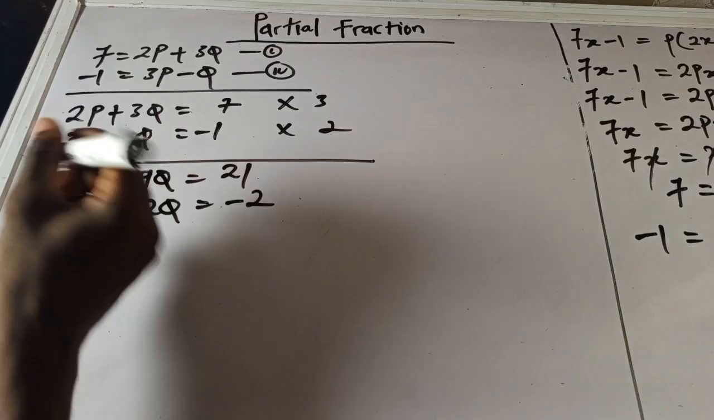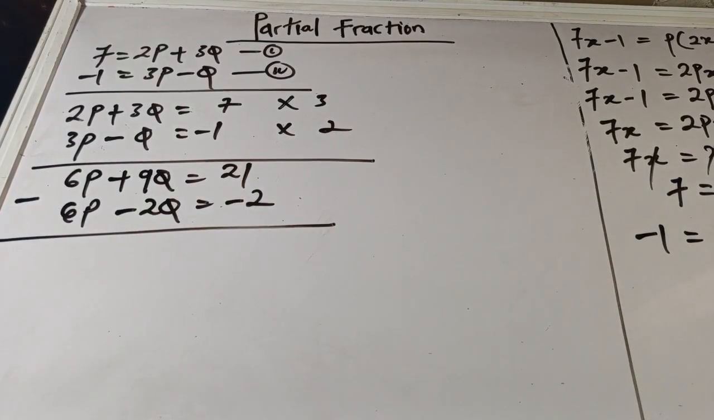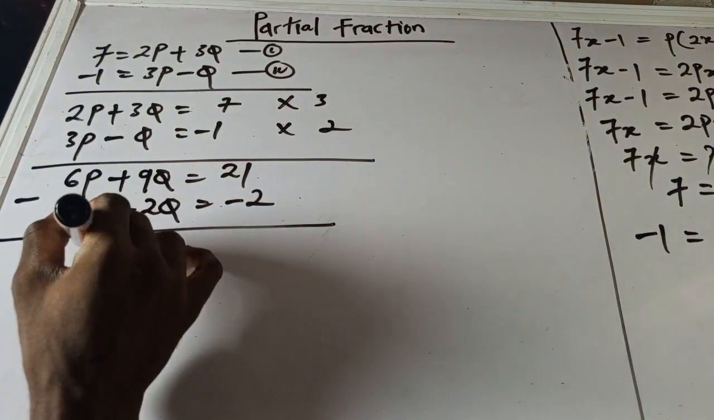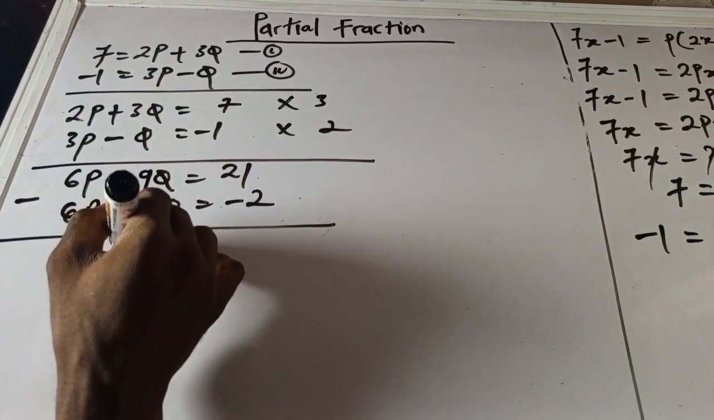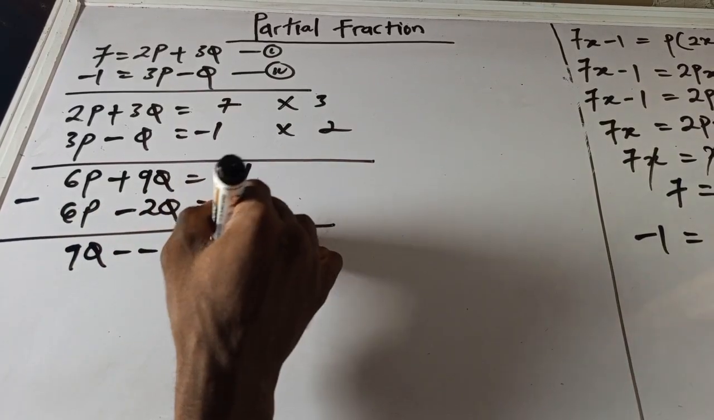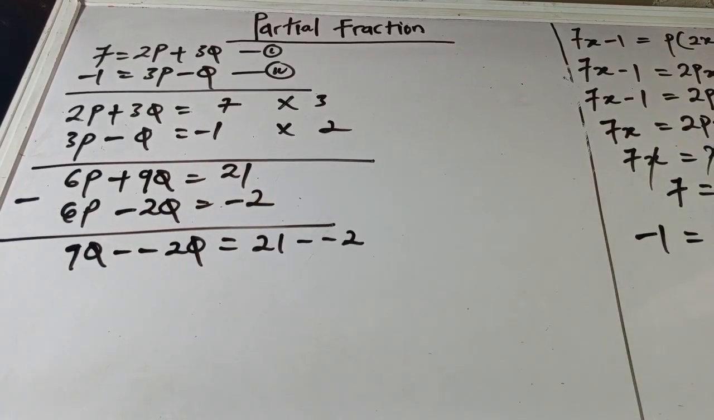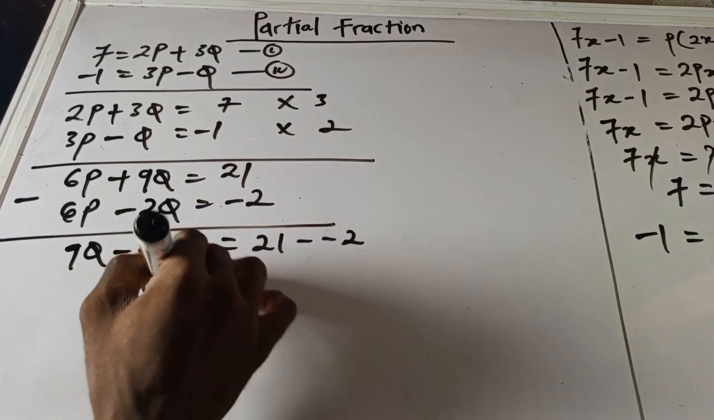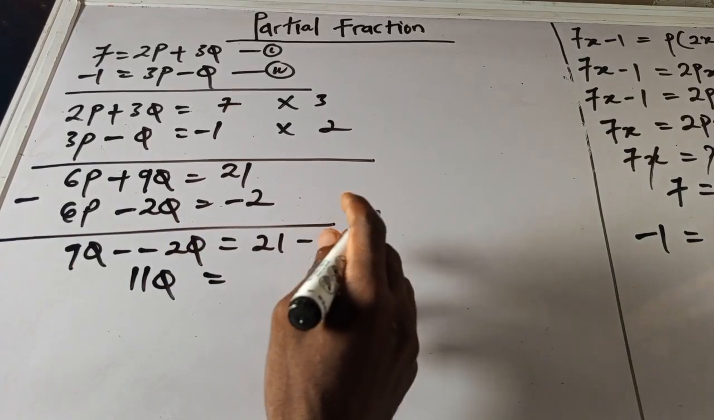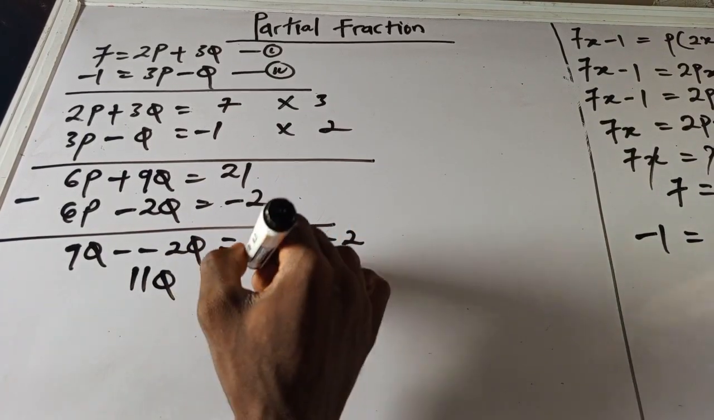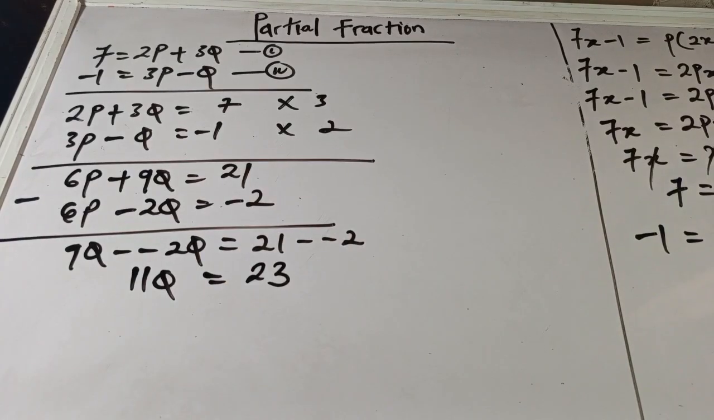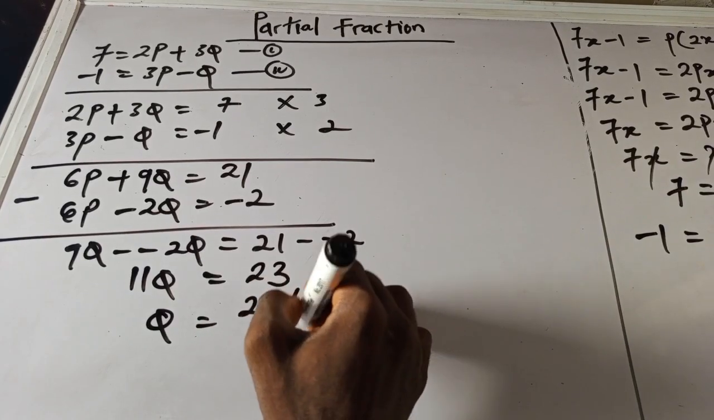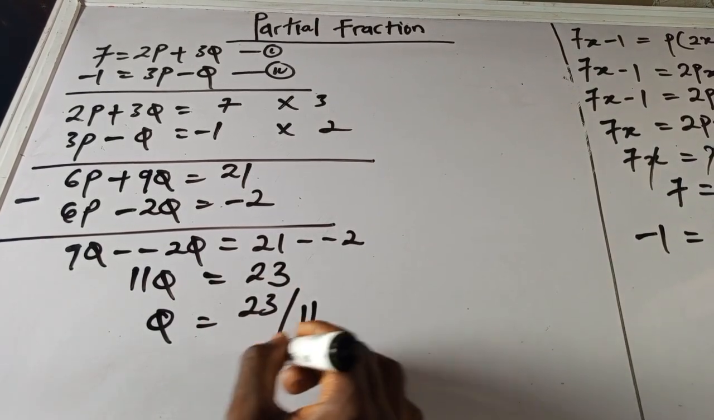Applying elimination method, we have 6p minus this is 0. So 9q negative 2q is equals to 21 negative 2. So I have 9q negative this is 11q. So this is equals to 21 negative this, we have 23. So we have q is equals to 23 over 11 as my q.